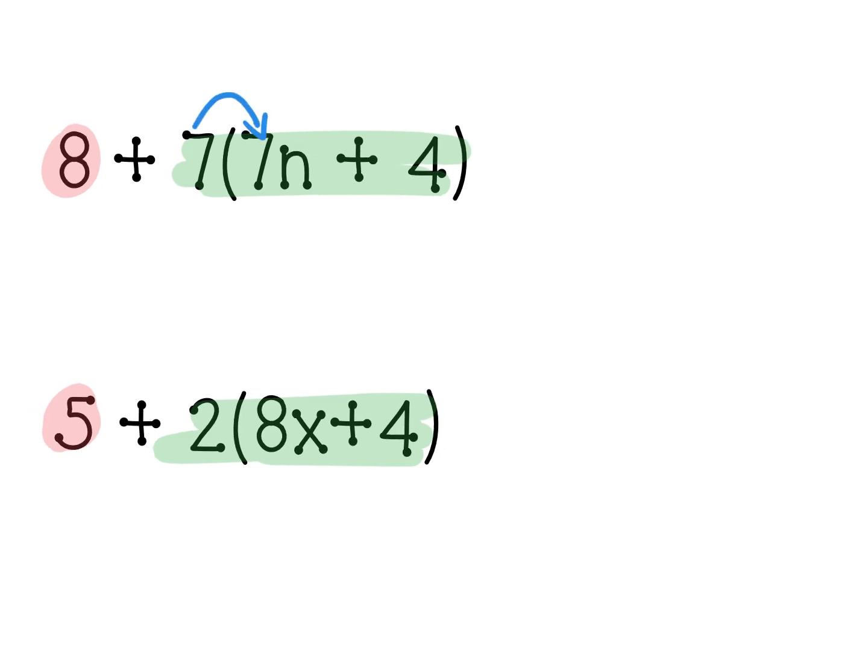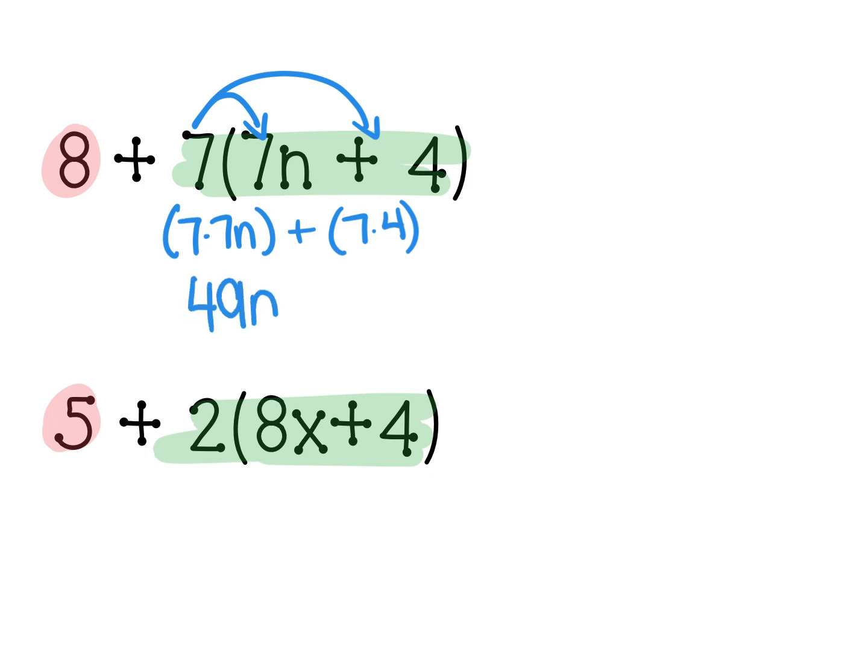So we're going to distribute in this one the 7 to both terms, and we're going to have 7 times 7n plus 7 times 4. So when we distribute there, what do we end up with? 7 times 7n, Geo, is 49n plus what's 7 times 4? Lucas? 28. We had that plus 8 out front that we haven't done anything with yet, so we're just going to bring it down.